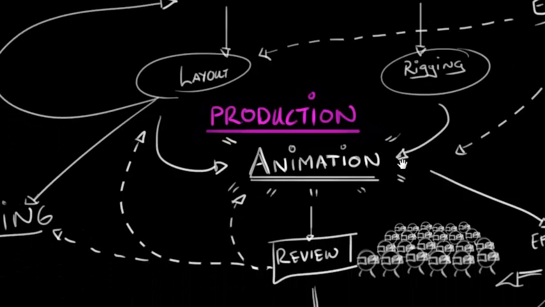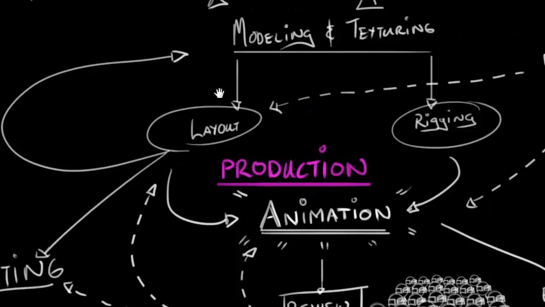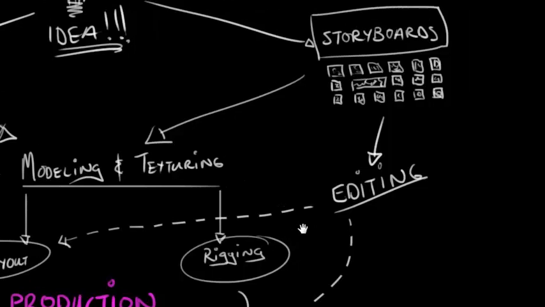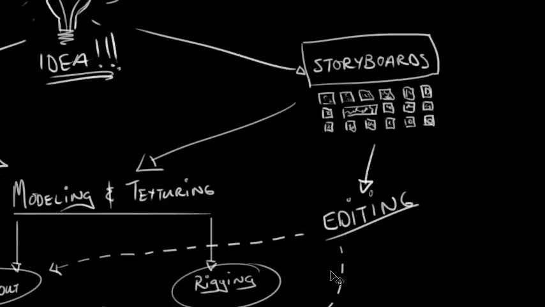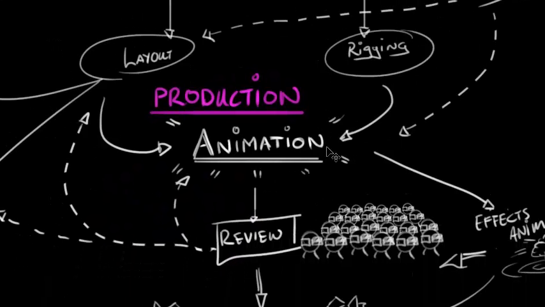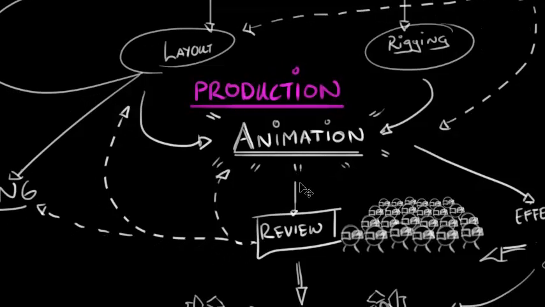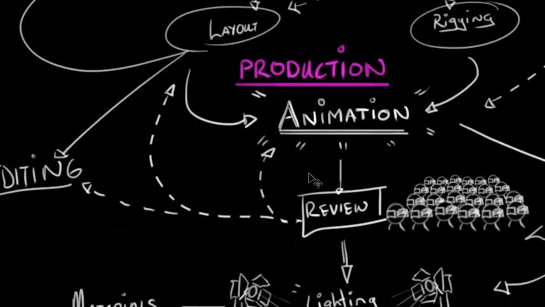Once that's done, we're in the production phase, and the production phase is basically animation, animation, animation. We take those rigs, we start animating each and every shot. We take the information that we got from the layout, and we take the information we got from the storyboards and the edited storyboards, the animatics, and we start animating each and every shot.